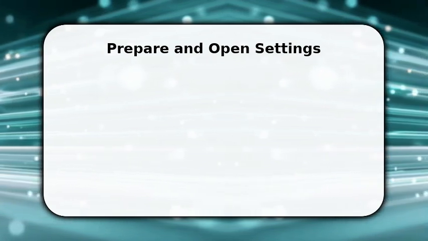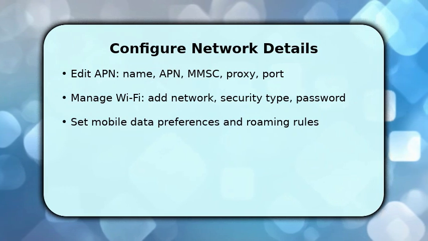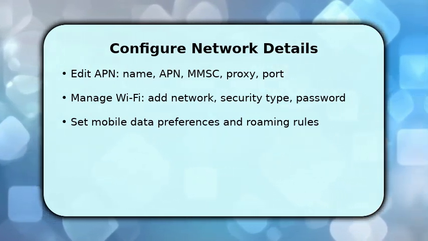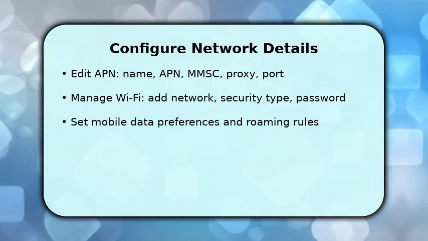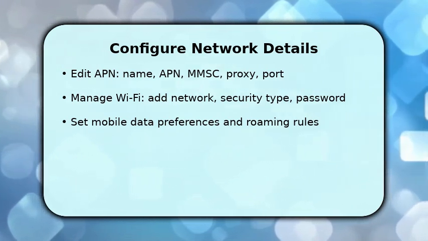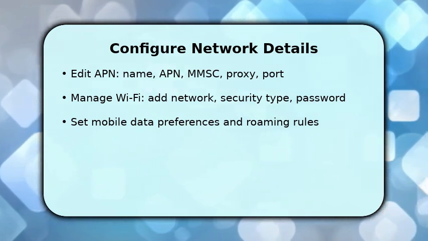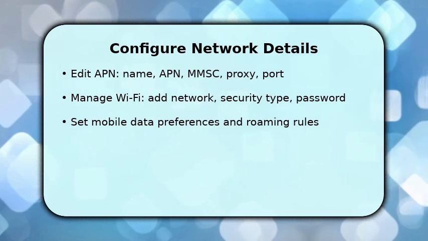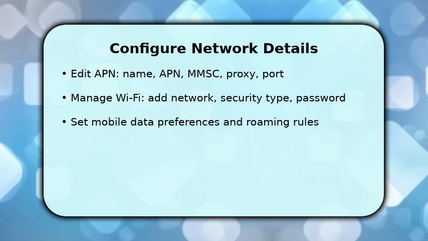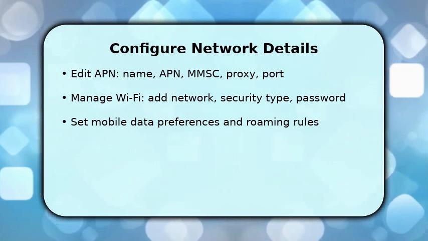You'll now make the detailed changes that control connectivity. Tap Mobile Network and choose access point names. Tap the plus to add or edit entries, fill name, APN, MMSC, proxy, and port exactly as your carrier specifies, then save. For Wi-Fi, long press Saved Networks to modify security type or add a hidden SSID and password. Also set mobile data preferences like preferred network type and data roaming, so your phone uses the right signal and you're at the finish line.